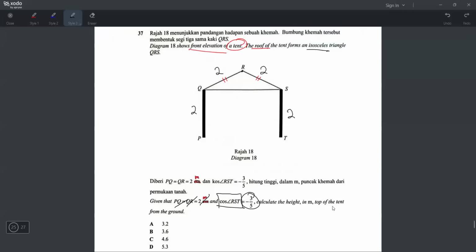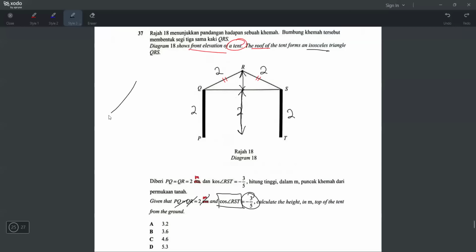Okay, they want to find the height from the top of the tent to the ground. So the top of the tent is here, and then to the ground, so you have to find the panjang from here to here. I already know the panjang from here to here is 2, definitely is 2, right? Tapi kita tambah dengan sini kan. Tapi sini tak tahu. Tapi boleh cari.